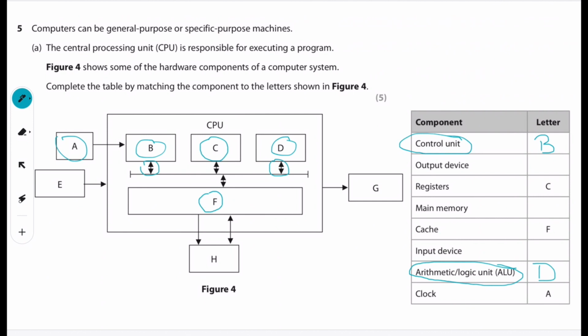Now G has got an arrow pointing from the CPU to the box. So G must be, because it's only going in one direction, G must be an output device. Okay, which leads E, going into the box, must be an input device going into the CPU. So we've got both of those. So the final one, H, bidirectional, and then coming from cache memory into H. H must be the main memory or the RAM. Okay, and that is the order of the letters for the von Neumann diagram for the CPU.